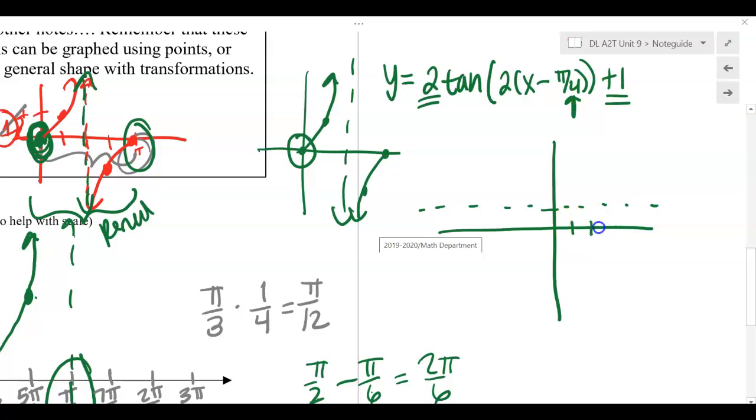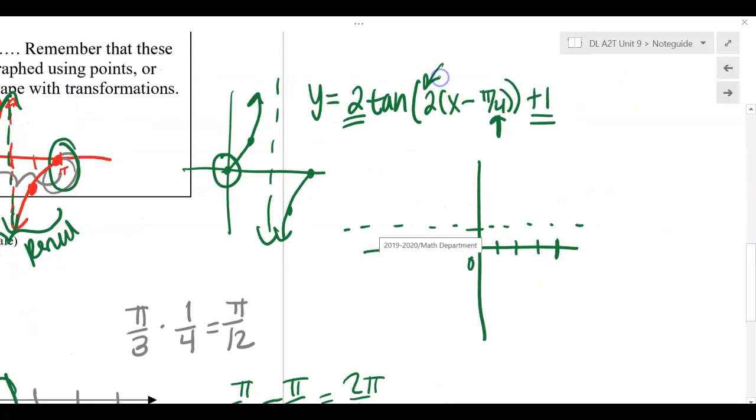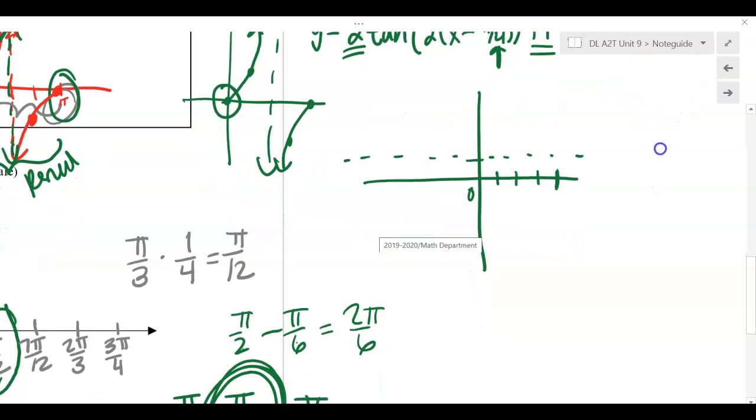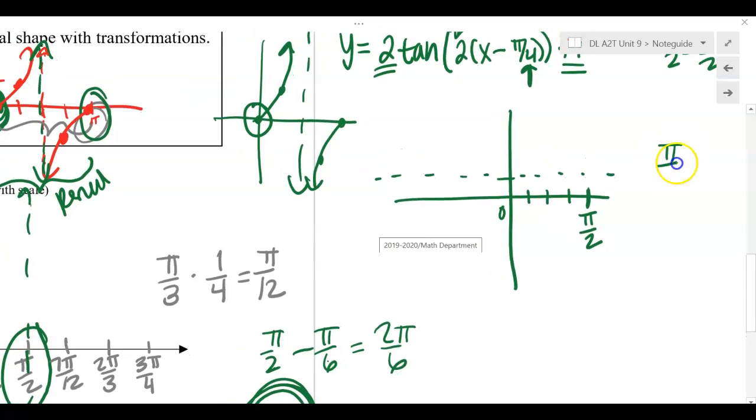Where that is on my graph, I always want to make this fourth mark out a period of the graph. And because of this 2 causing a horizontal compression, the period of this tangent graph is going to be pi over 2. I would put pi over 2 here. I would then figure out what 1/4 of pi over 2 is to understand how to number all the points on my graph here. And those would be eighths. 2 pi over 8 would be pi over 4, 3 pi over 8, 4 pi over 8, and then I'm just going to continue 5 pi over 8, 6 pi over 8 would be 3 pi over 4, etc.